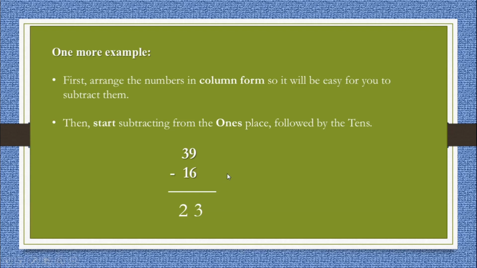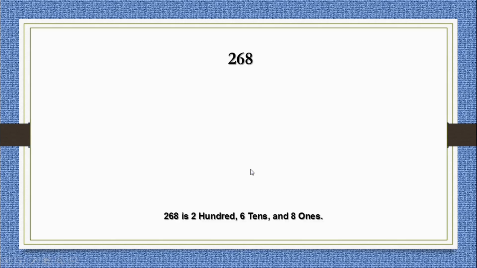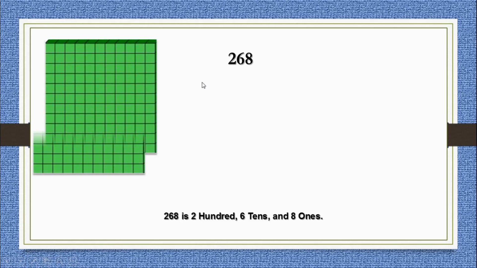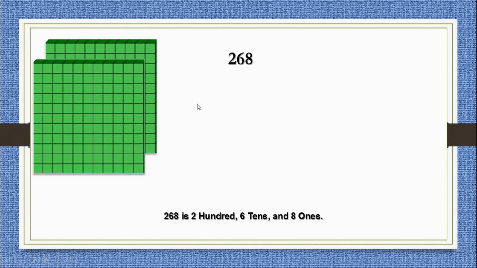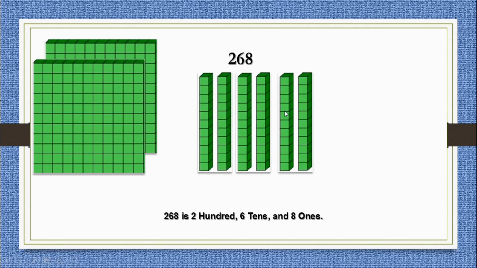Now we will see how to subtract 3-digit numbers without regrouping. So here we have to subtract this 146 from 268. Let's expand the numbers to show the value of each digit. Now 268 means 2 blocks of hundreds and 6 blocks of tens and 8 ones.